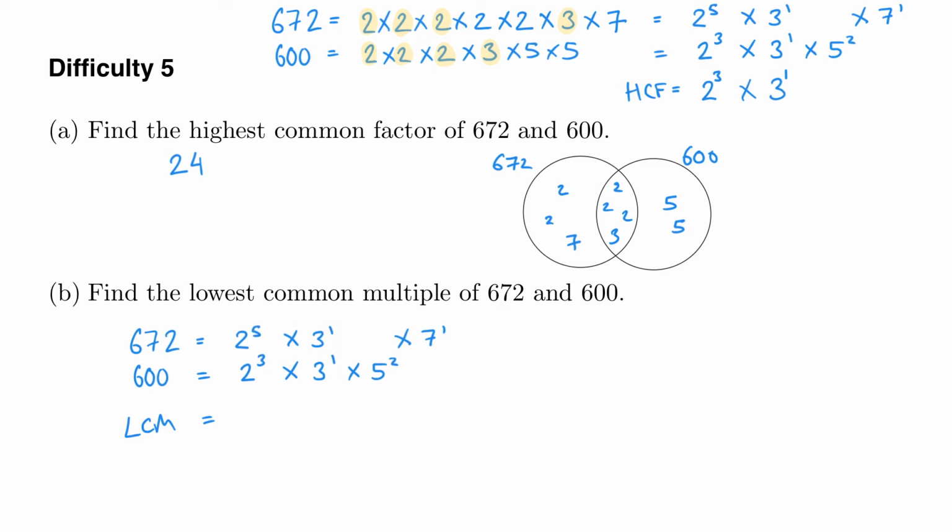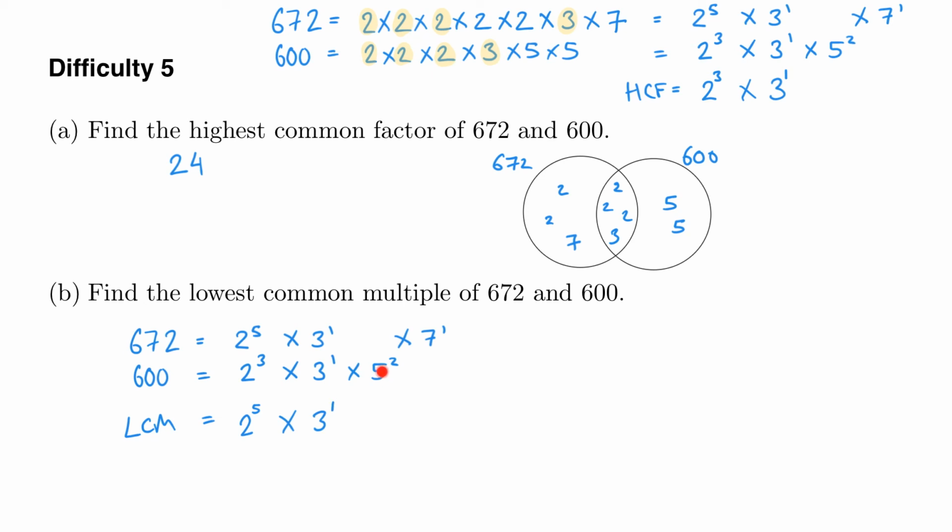So we have to have 2 to the power of at least 3 and at least 5. Well, that means it has to be 5. We want to take the bigger of those two, because if it has to be at least 5, it can't be 3. Then we multiply that by 3 to the power of whichever is bigger out of these two. Well, they're both the same, so we just pick 1.